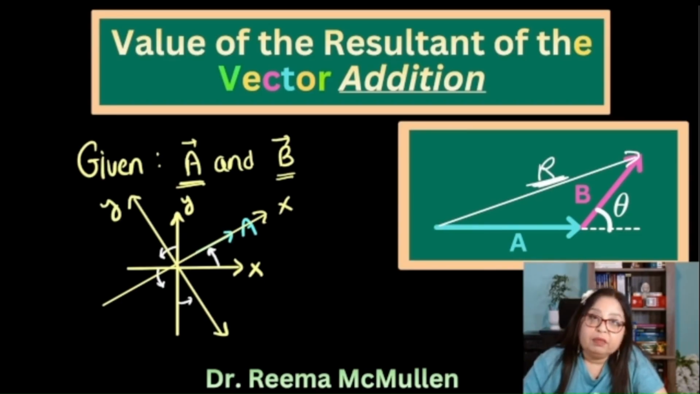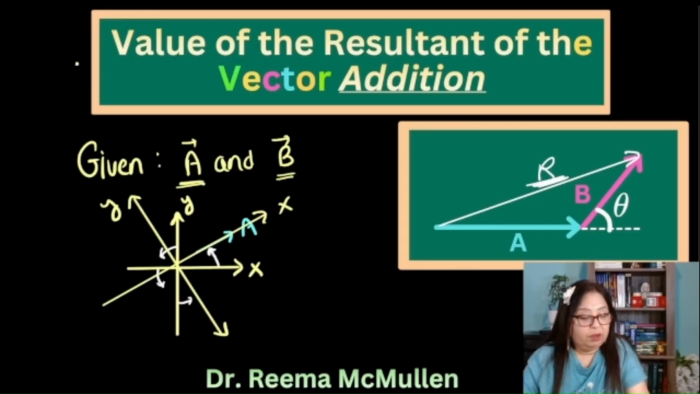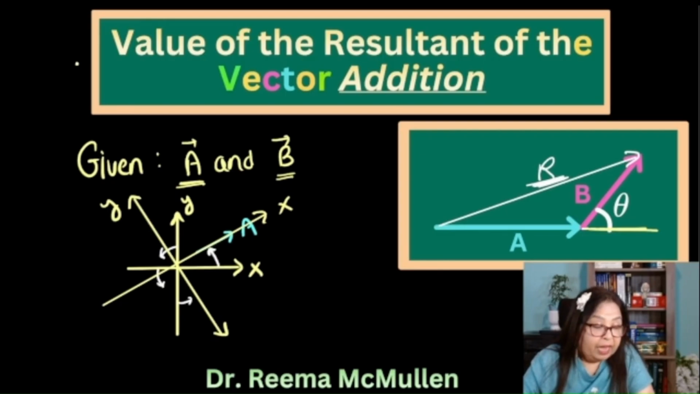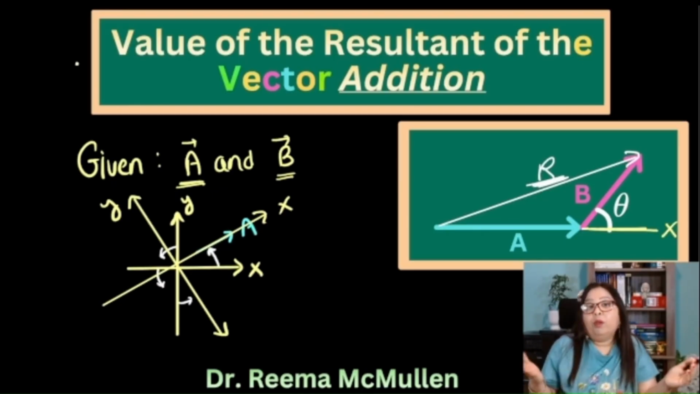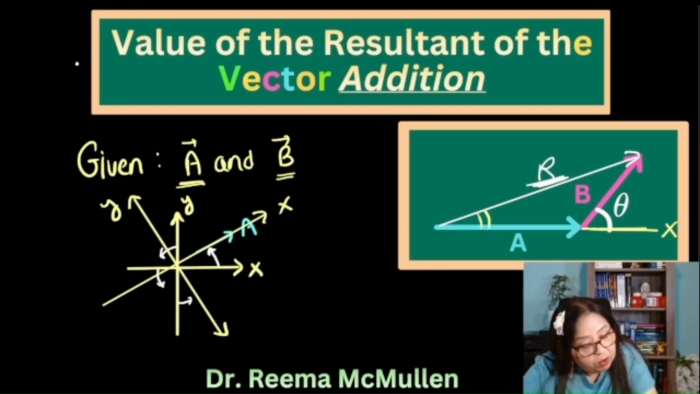So what's the benefit of doing this? Now vector A is going to be at angle 0 degrees with the x-axis. And vector B, whatever angle it makes with vector A. So look here, this is the extension of vector A. And vector B is making angle theta with vector A. So this angle theta is now also made with the x-axis because we have placed vector A along the x-axis. So this resultant vector R, whatever angle it makes, it will be with the x-axis. And we want to find it.